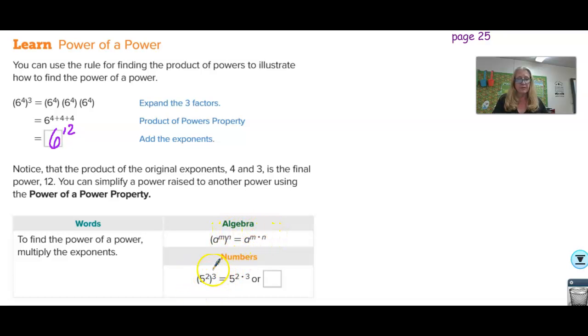And here's a numerical example. If we raise 5 to the second power to the third power, the answer would be 5 to the 2 times 3, or 5 to the 6th power. Okay? Super fun, right?